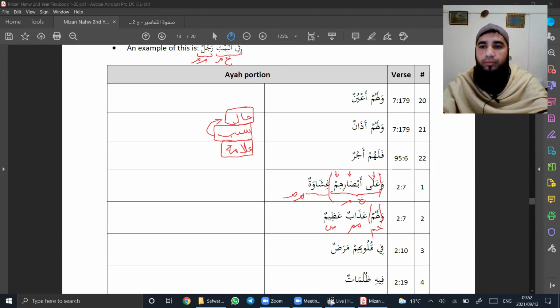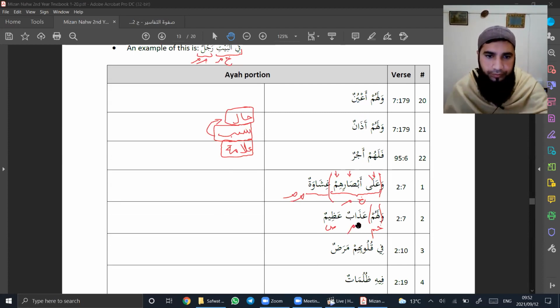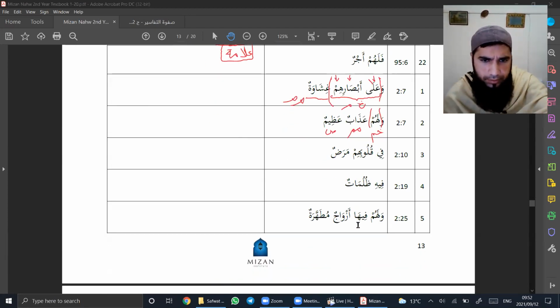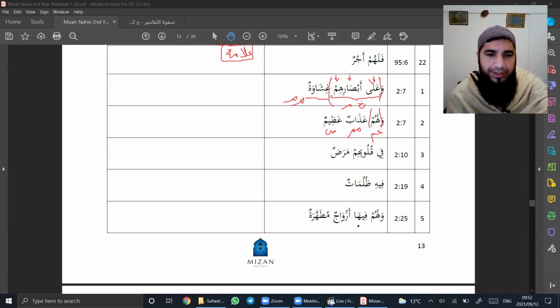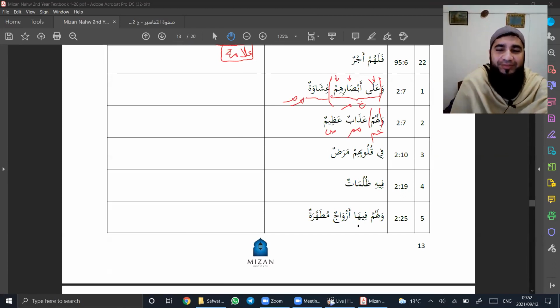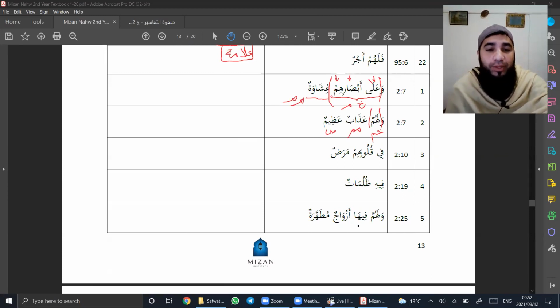Last one on this page, Maulana. I think it's the laum and the fiha, both in construction, so we got confused. Good. So, walahum fiha azwajum mutahharatun.